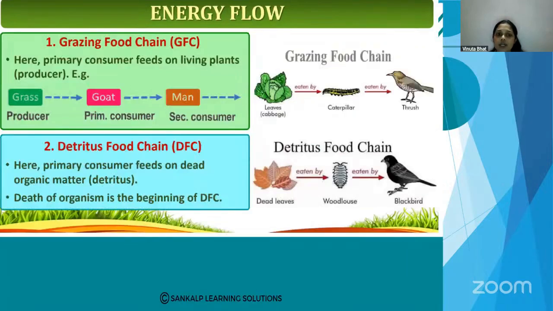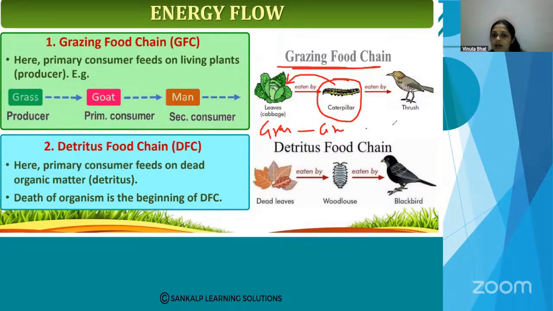In the grazing food chain, the primary consumer feeds on living plants. See here, the caterpillar is the primary consumer that feeds on the living plant. That is called the grazing food chain. For example, grass, grasshopper and frog. This is the grazing food chain. And the caterpillar is eaten by the thrush, which is a bird.